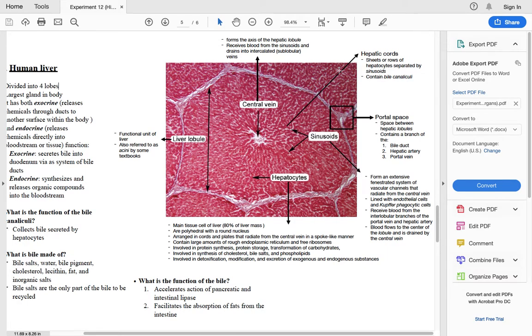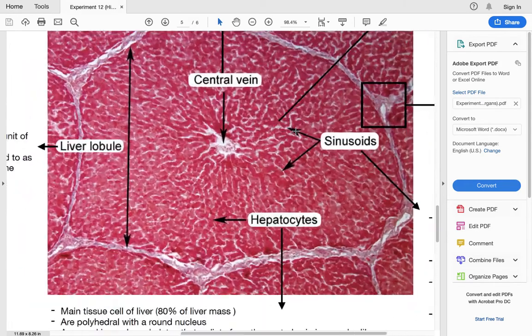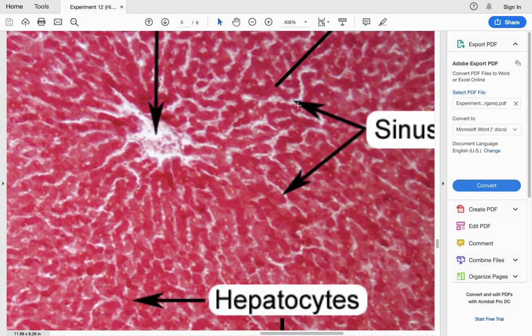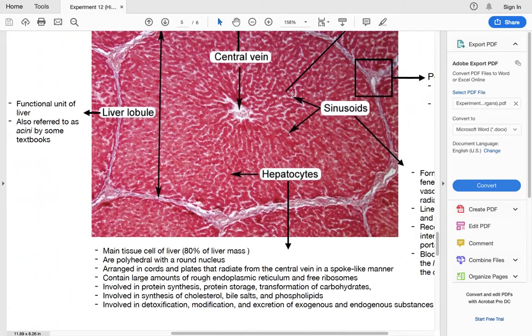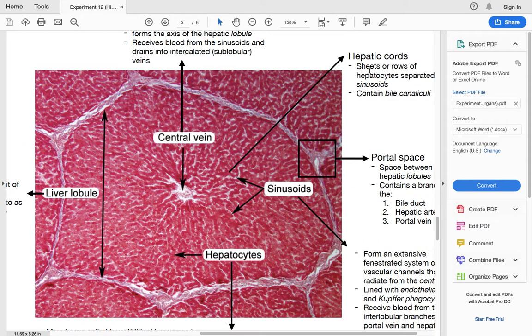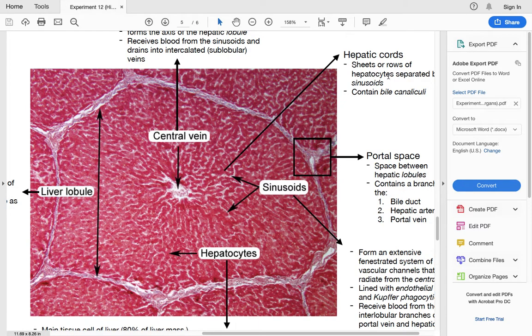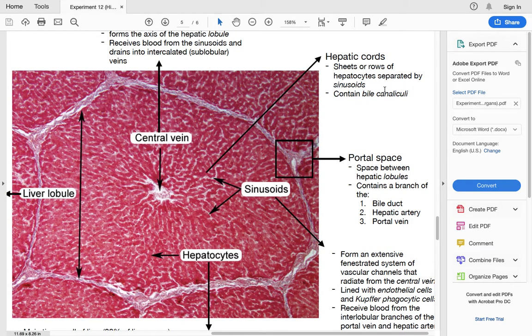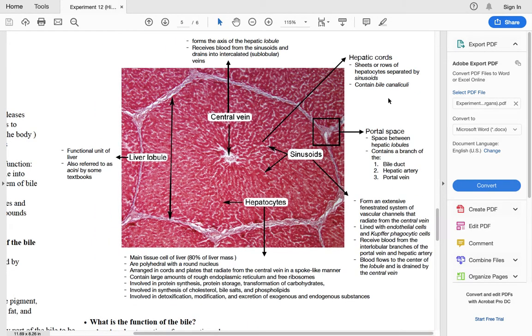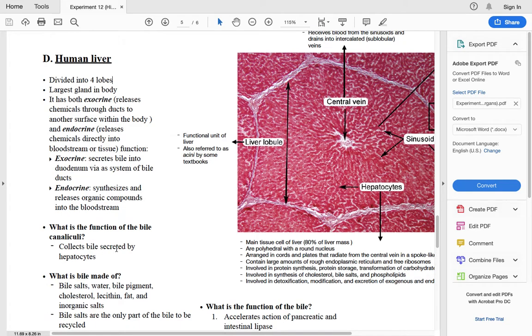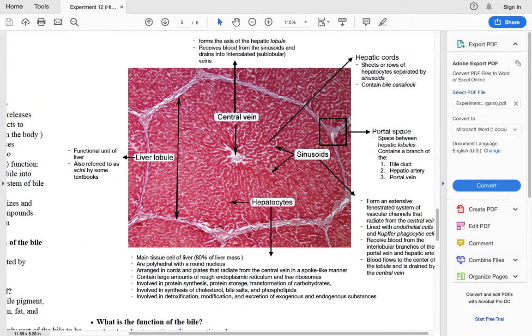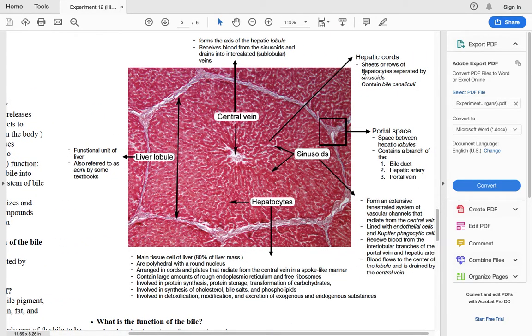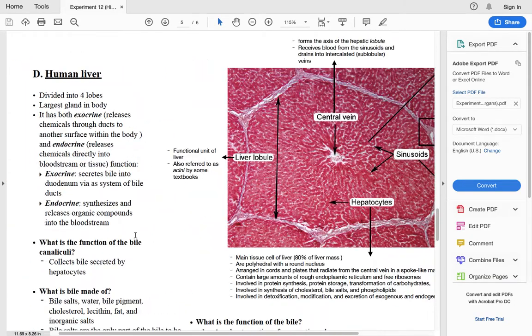Now, the next thing we're going to talk about is the space between the sinusoids. As you can see here, the sinusoids are the white parts. The space between them are the hepatic cords, which are sheets or rows of hepatocytes separated by sinusoids. They are the ones that contain the bile canaliculi. What are the bile canaliculi? They collect the bile secreted by the hepatocytes. So the bile canaliculi are found within the hepatic cords, which are made up of hepatocytes, and their function is to collect the bile secreted by the hepatocytes.